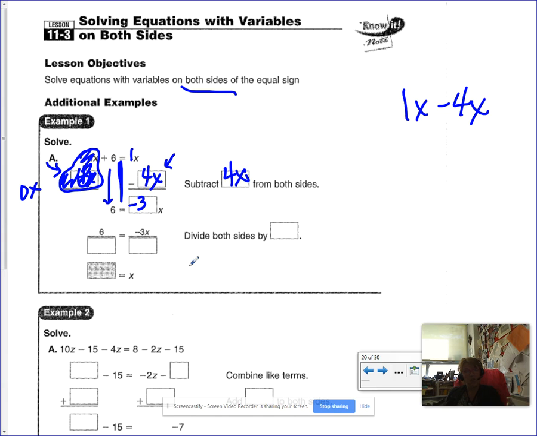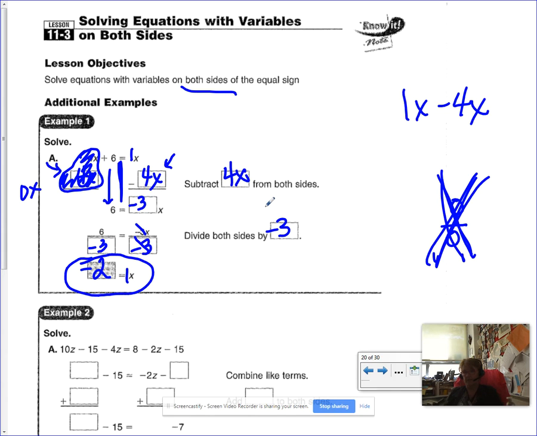Now, our goal is to always get to just having a positive 1x. So we divide both sides by the coefficient, in other words the number that's multiplying x, in this case negative 3. Divide by negative 3, divide by negative 3. Any number divided by itself equals 1, with the exception of 0. 0 divided by 0, no, no, no. Can't divide by 0. Everything else divided by itself is 1. 6 divided by negative 3 is negative 2.